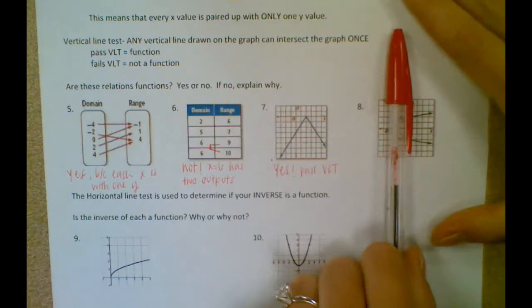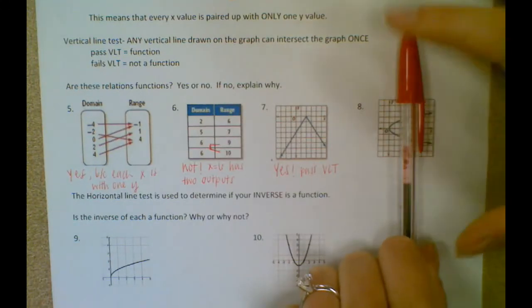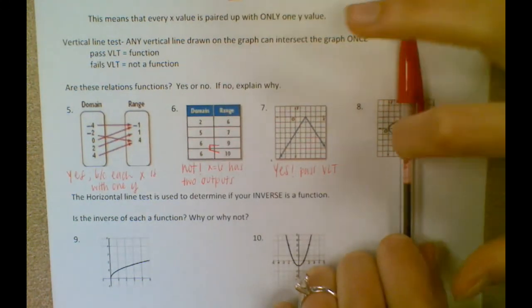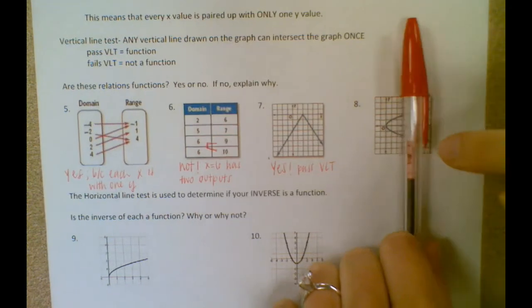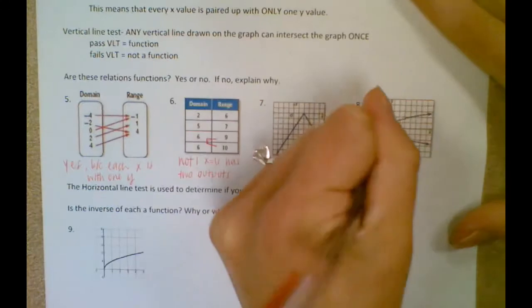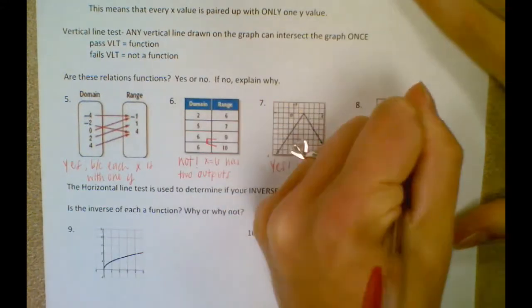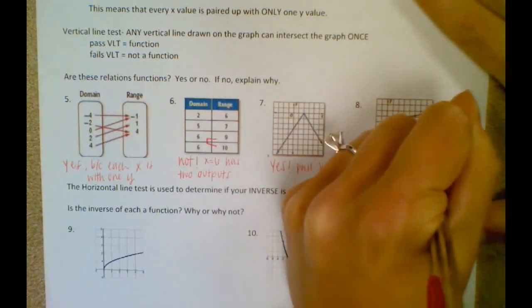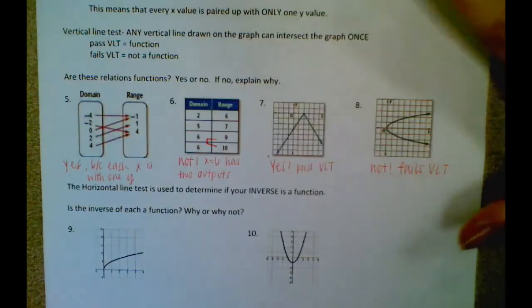Number 8, vertical line test. Going through, going through. Uh-oh. You see how the function goes through my pencil 2 times? Right here, and right here, and so on. So this is not a function. It fails the vertical line test. Okay?